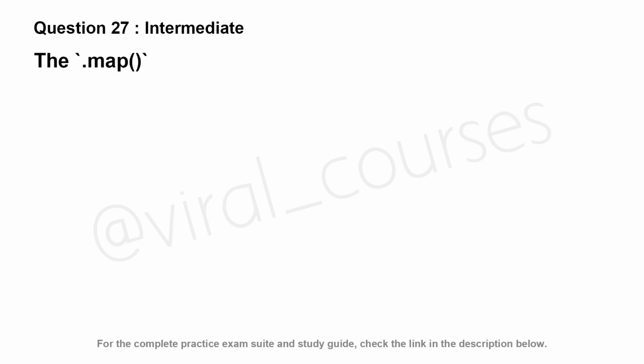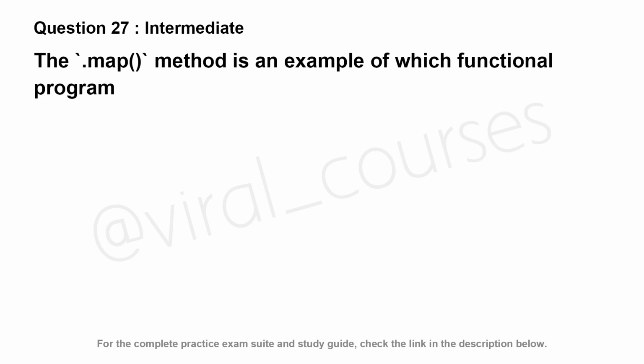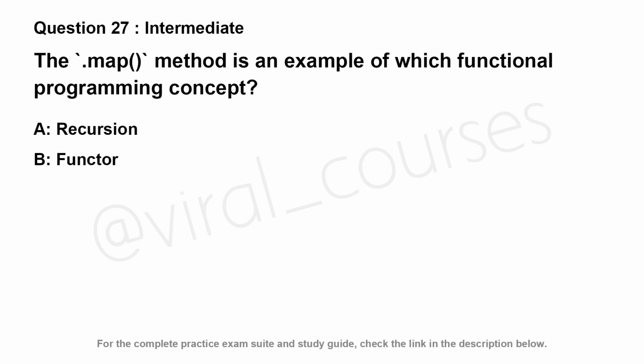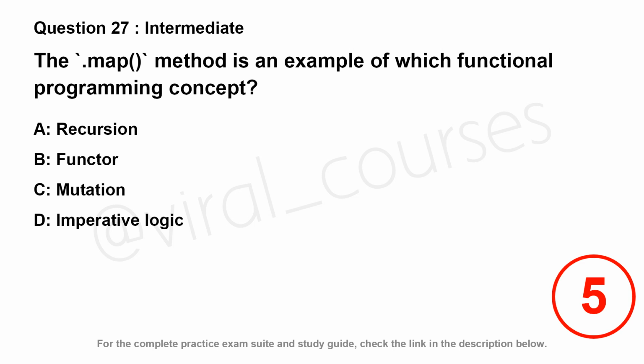The .map method is an example of which functional programming concept? Option A. Recursion. Option B. Functor. Option C. Mutation. Option D. Imperative logic.